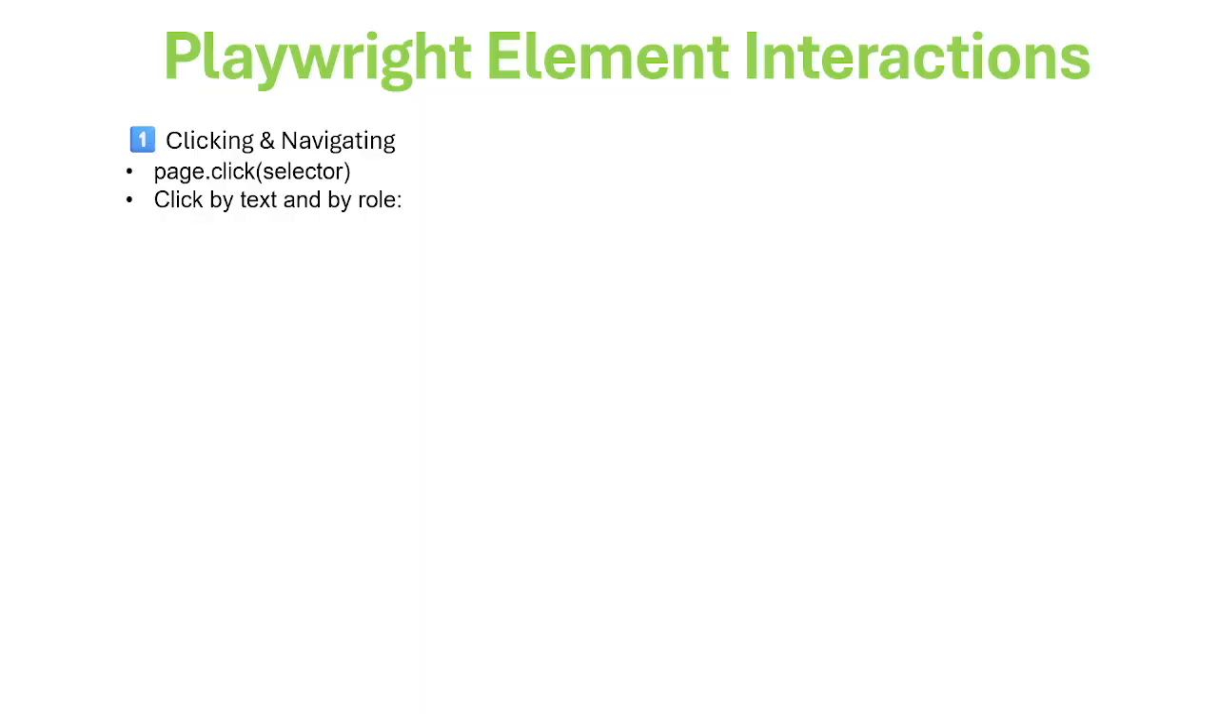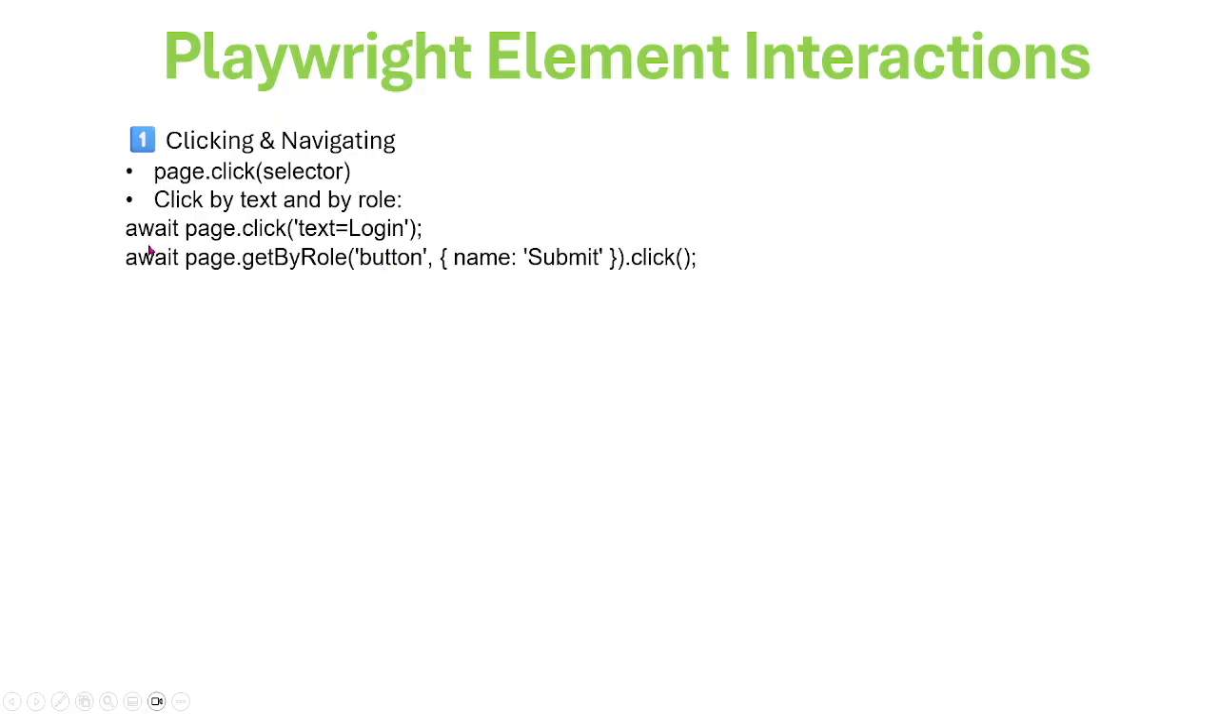Clicking and navigating. Page click, this is for web elements. Click by text or by role. This code: await page click, with text equal to login. Await page get by role, this is a button, the button has the name submit, and click this button.